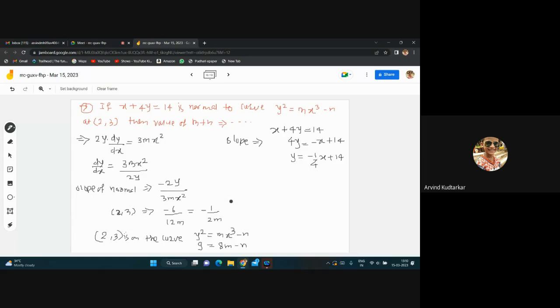So what will happen? Minus 1 by 4 equals minus 1 by 2m. This minus 1 by 2m is the slope for which? For this curve. And minus 1 by 4 is the slope for this line. Right? And they are parallel. And when they are parallel, their slopes will be equal. So minus 1 by 4 is minus 1 by 2m. Yes, this 2 and this 4 get cancelled, minus becomes plus. That is, m is equal to 2 only.